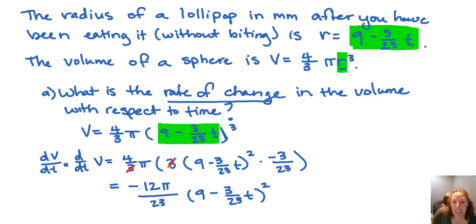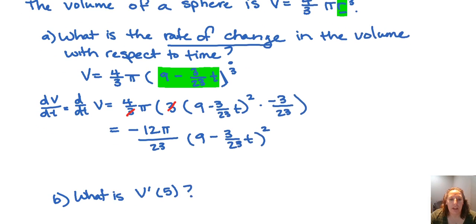And the fact that this is negative means that our slope is going to be negative, which makes sense because you would think as you're eating the lollipop, as you're sucking on it, it is going to be getting smaller, so that volume is going to be decreasing.